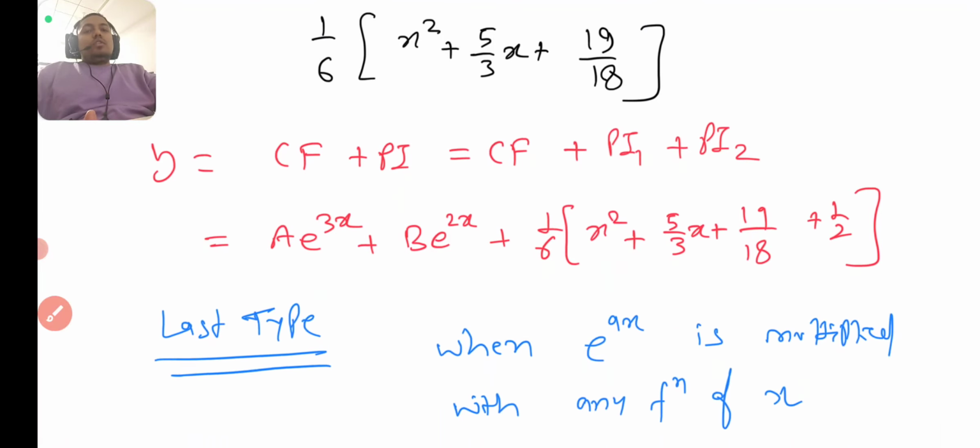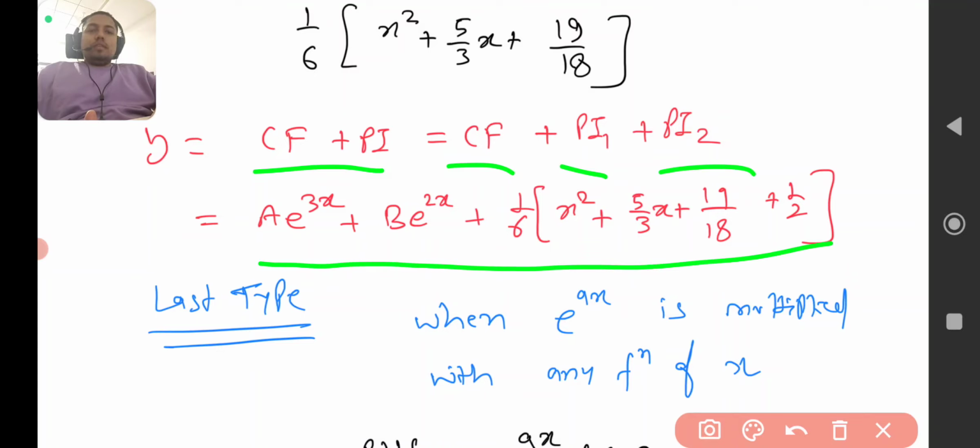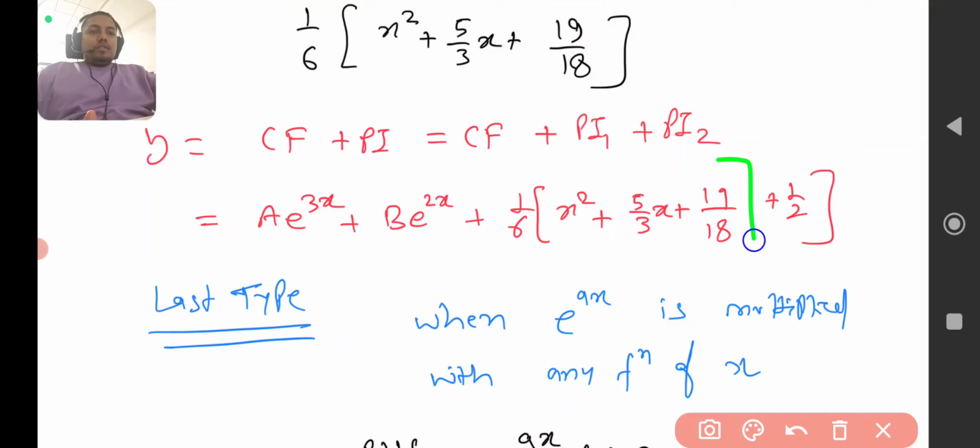So what is your general solution or complete solution? CF plus pi. So CF is CF, pi in 2 parts, pi1 and pi2, correct? So both we wrote here like this. Oh, I think 1 by 2 I am missing. Okay, no, it is here. All right, this should be like this, guys. I made a mistake. This should be like this. This 1 by 2 is separate because this is your pi2 for 3 we calculated now.